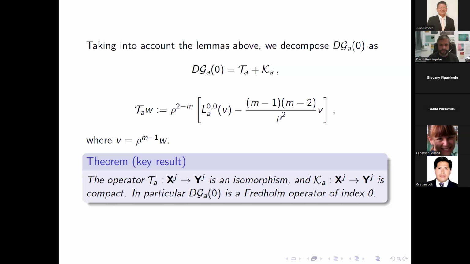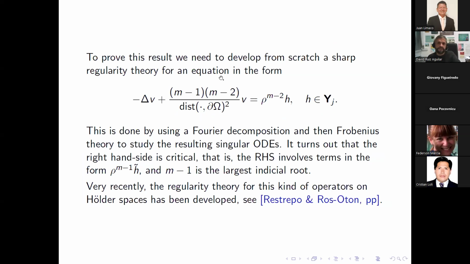Let me mention a couple of words regarding the proof. To prove this result, we have to develop a regularity theory for this kind of operators. So this is the operator I mentioned before, and on the right-hand side, you have an element in Yj, up to the usual factor that I mentioned before. The way that we did it is to use a Fourier decomposition, and for everything to go well, we needed a Sobolev framework. And so we did a Fourier decomposition and then Frobenius theory to study the resulting singular ODEs.